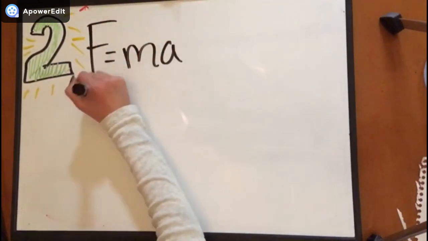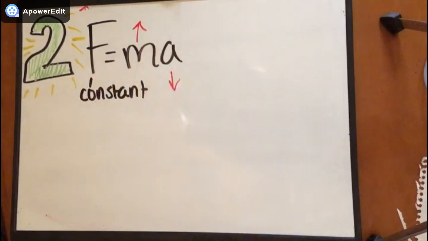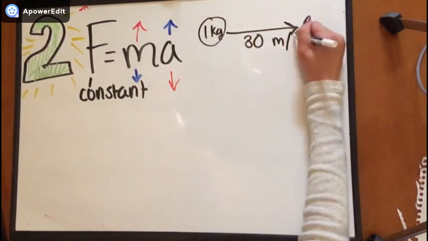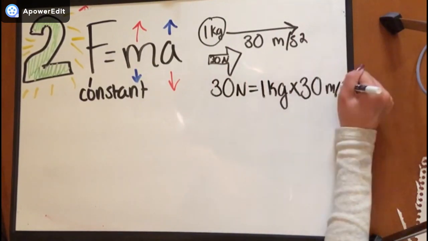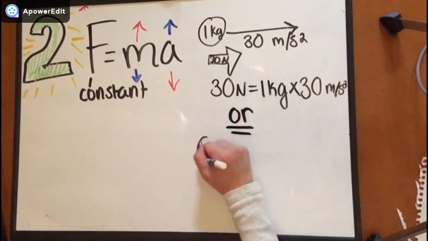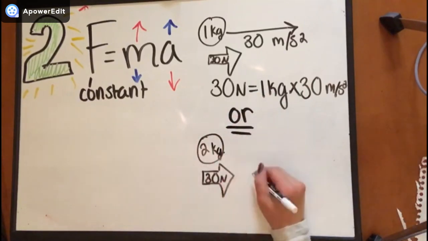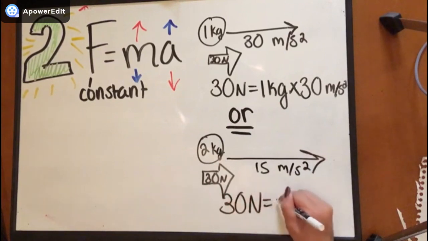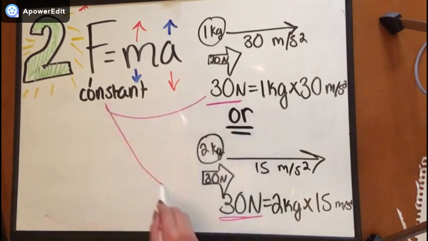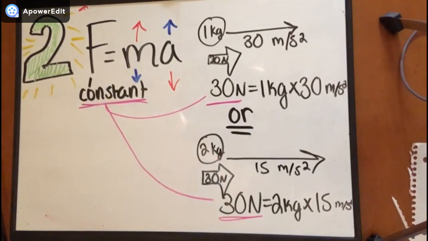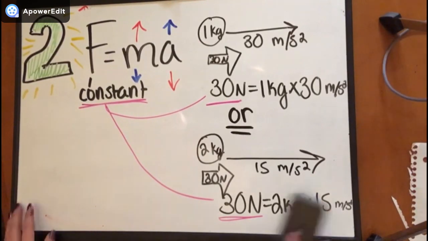Now, if the force stayed constant, the mass and acceleration will be inversely proportional to each other. Mass and acceleration will have to be multiples of the force when it's constant. Let's say the force of the ball is 30 newtons. Then the mass of the ball could be 1 kilogram with an acceleration of 30 meters per second squared, or a mass of 2 kilograms and an acceleration of 15 meters per second squared. As you saw, when the 1 kilogram increased to 2 kilograms, the acceleration decreased from 30 meters per second squared to 15 meters per second squared.